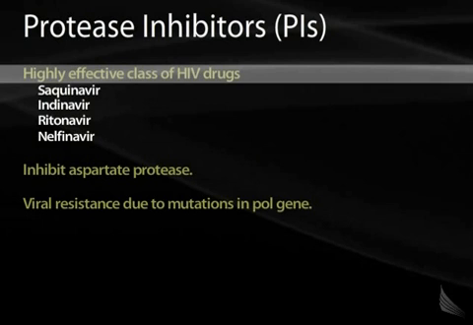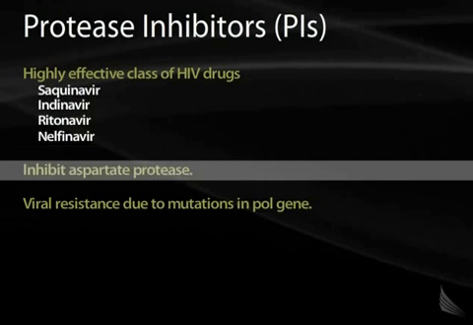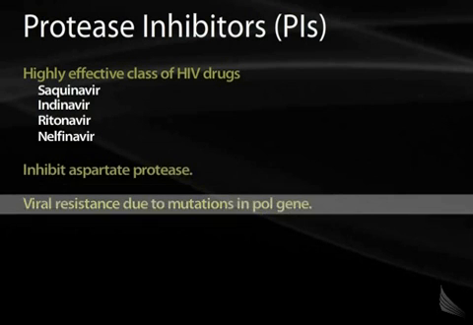Protease inhibitors are also very effective. These usually end in -avir, so they can be identified that way: saquinavir, indinavir, ritonavir, and nelfinavir. The way they work is by inhibiting the protease. This protease is responsible for assembly of viral proteins and maturation of those proteins into their mature form. Mutations in the pol gene in the HIV virus will confer resistance to protease inhibitors.